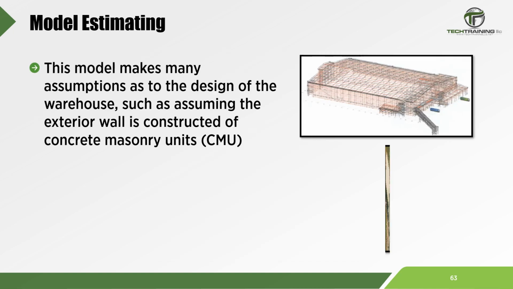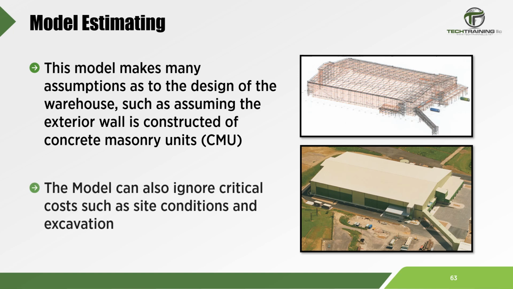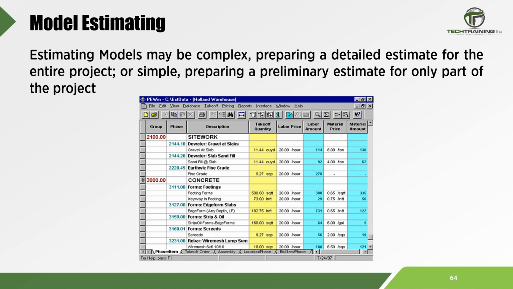This type of model can make many assumptions, such as assuming that the exterior wall will be constructed of concrete masonry units. The model ignores site and excavation costs, which need to be added to the estimate from the model to get a complete picture of the proposed costs. A big advantage to estimating models is the fact that they can be complex, preparing a detailed estimate for the entire project, or simple, preparing a preliminary estimate for only part of the project. And once again, it cannot be overemphasized that historical data used for modeling estimates must be as similar as possible to the proposed project.